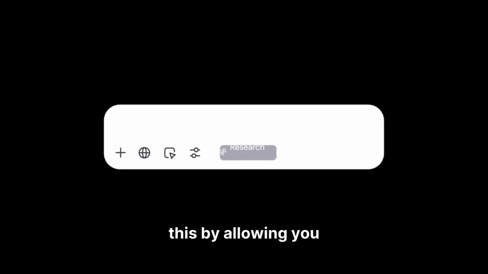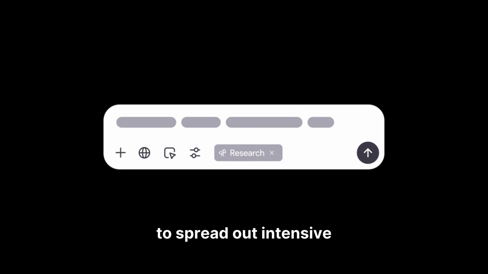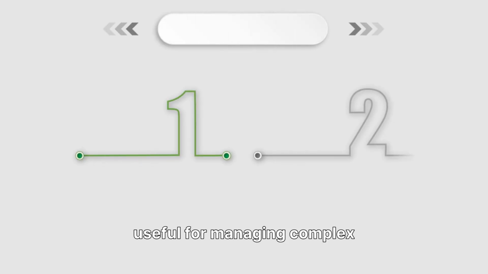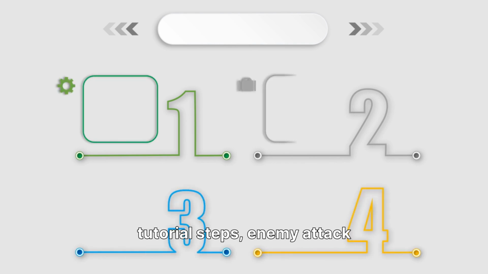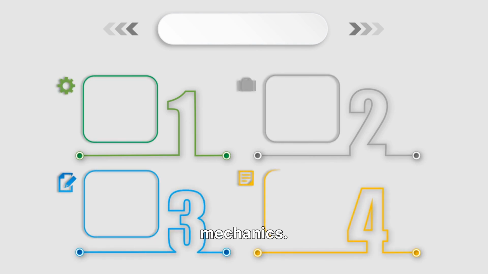Coroutines help you avoid this by allowing you to spread out intensive operations over several frames, ensuring your animations remain fluid and your user interface stays responsive. They are also incredibly useful for managing complex sequences of events, such as a series of tutorial steps, enemy attack patterns, or timed game mechanics.